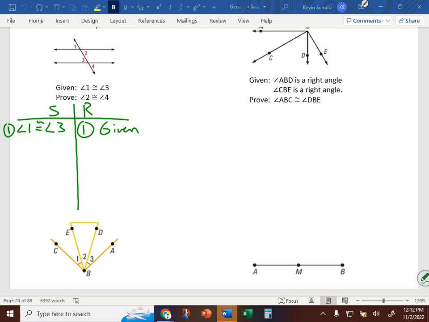What do I know? Remember, that was one of those questions. What do I know? And our task in this particular proof is to prove that angle 2 is congruent to angle 4. So that should be our last statement. We're given the beginning. We're given where we want to go. Now we've got to fill in the middle.